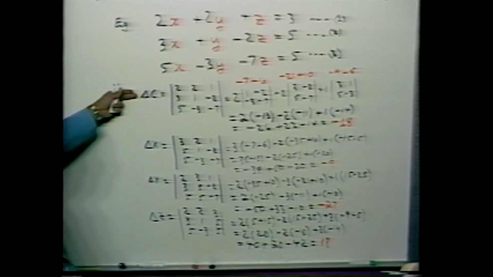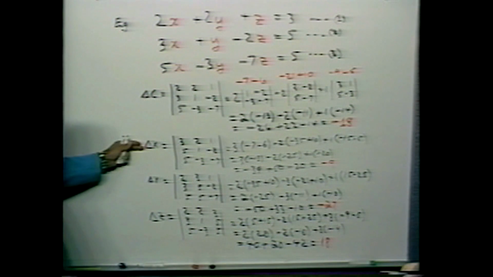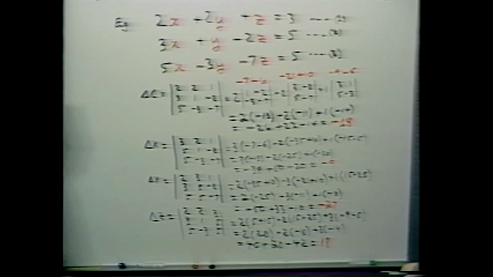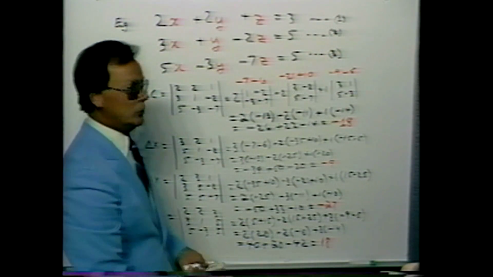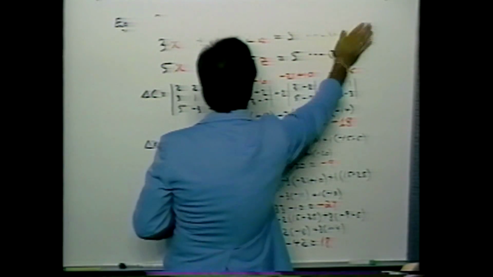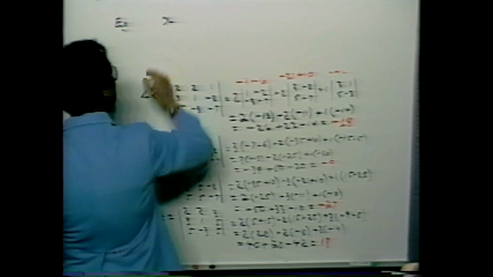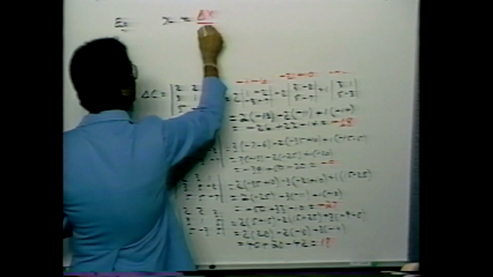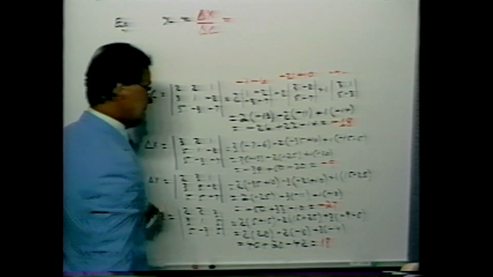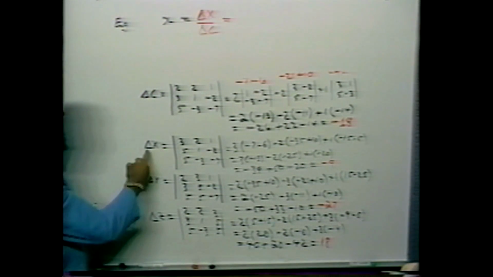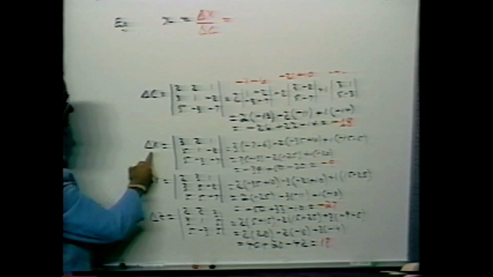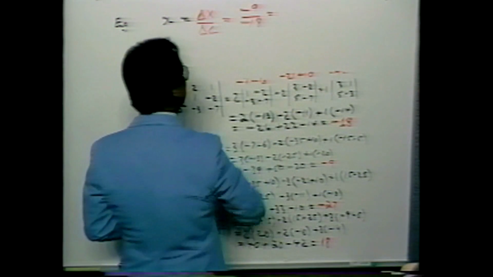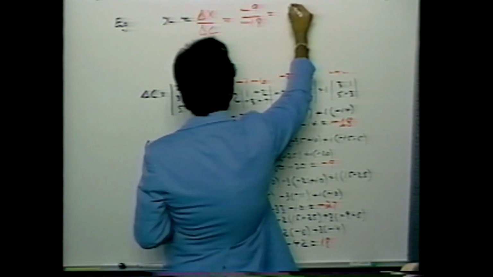There we have calculated delta C, delta X, delta Y, and delta Z. Now to continue with this solution, I'm going to remove my equation. x is equal to delta X over delta C, and that is equal to, look for these values, minus 9 over minus 18, and that is equal to 1/2.